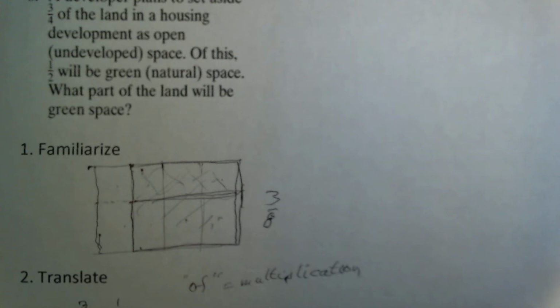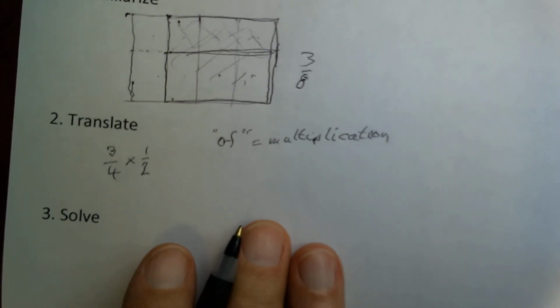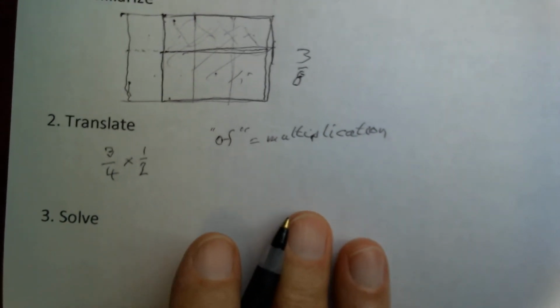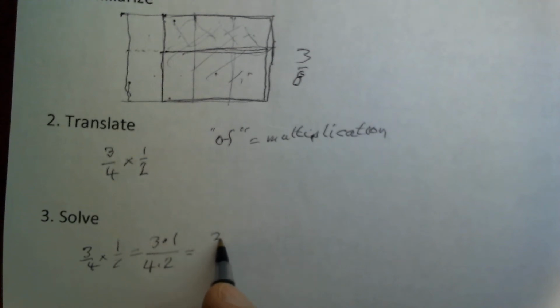So now we solve this little problem here from what we've learned before. Here we're multiplying a fraction times a fraction. So 3/4 times 1/2 is equal to 3 times 1, the product of the numerators, divided by the product of the denominators. And then we find that's equal to 3 divided by 8.